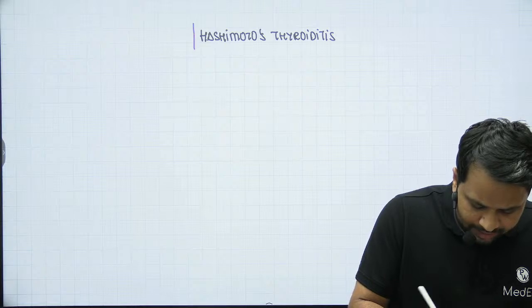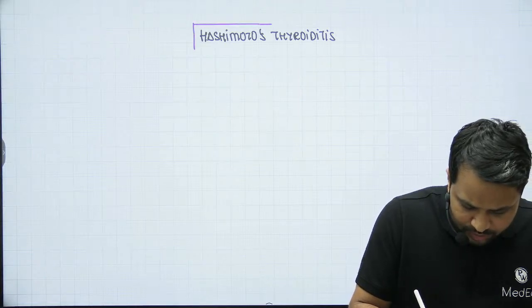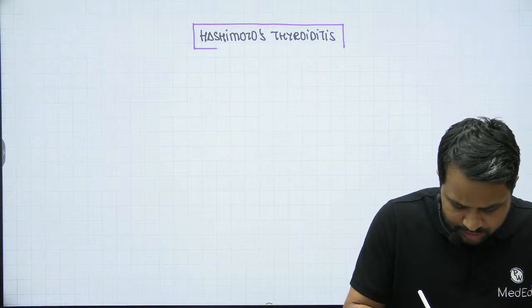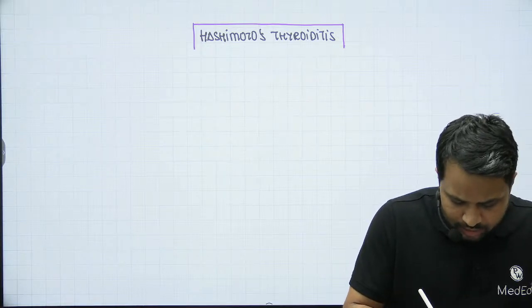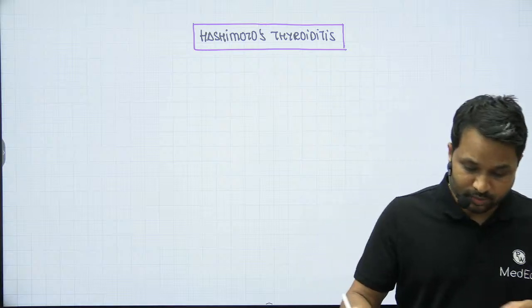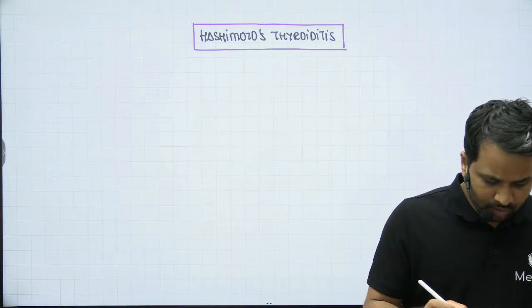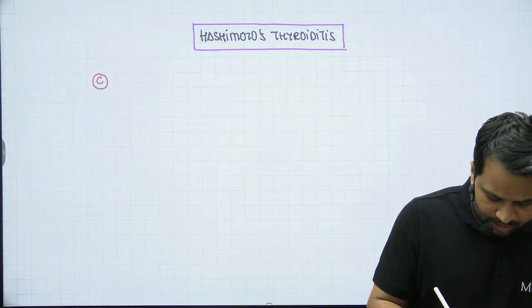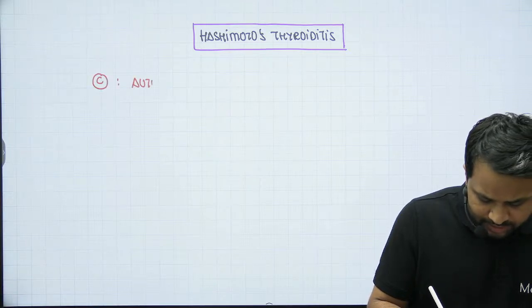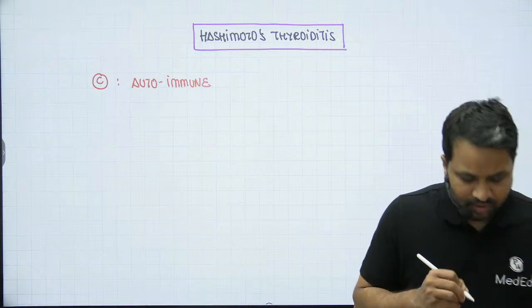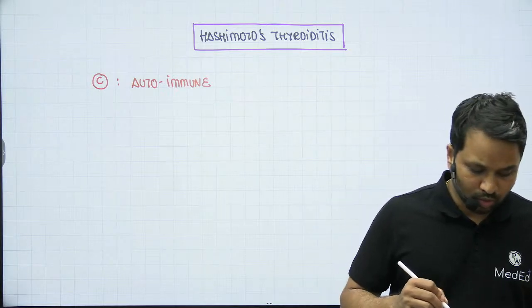Now, as we know, it is an inflammatory disorder. There has to be a reason for inflammation. Is it a known or unknown reason? Hashimoto's has quite a known reason for the inflammation. So what is the cause for Hashimoto's thyroiditis? Any idea? It is an autoimmune disorder.